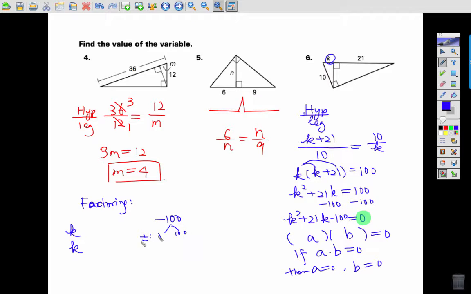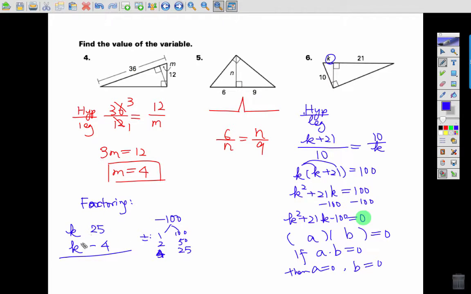1 and 100 obviously will not give me 21. I can do 2 times 50. I don't think I can come up with 21. Can't be done by 3. 4 and 25. Notice that if I can manage to do 25 minus 4, I would have 21. So the negative 100 can be factored into 25 times negative 4. That's how I would have negative 100.